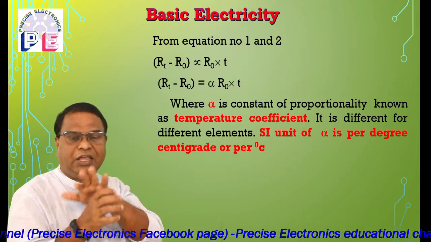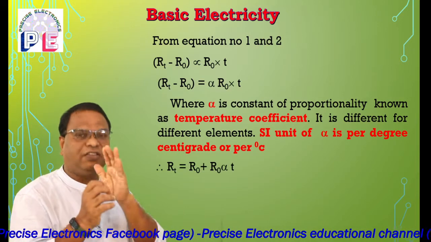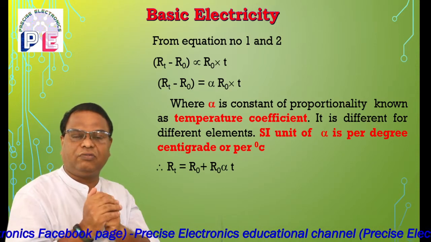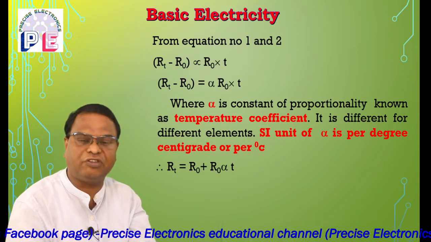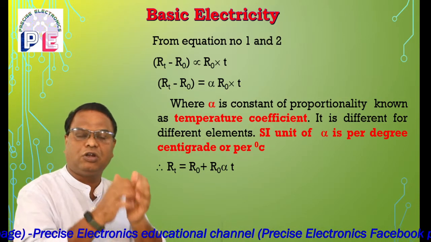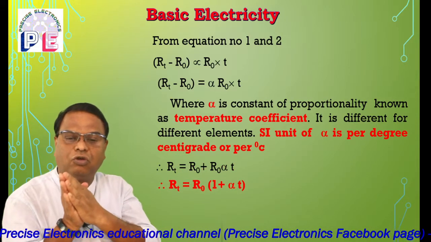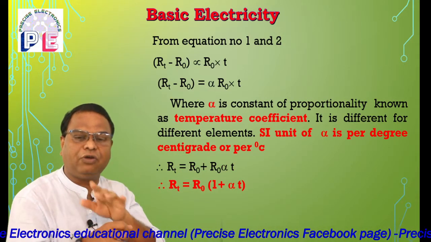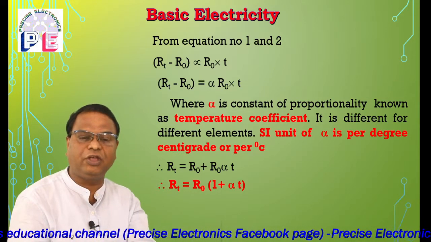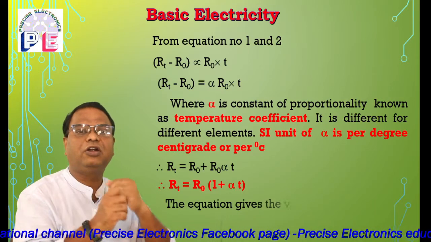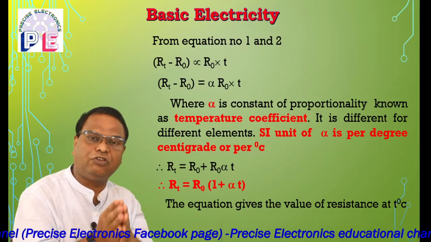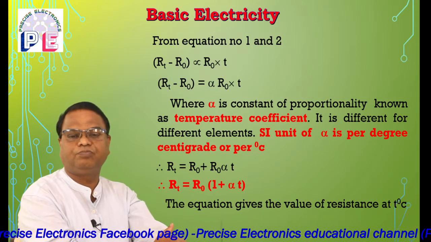Now RT is equal to R0 plus R0 alpha T. Solving this third equation, we get RT is equal to R0 plus R0 alpha T. Now R0 is a common factor, so RT is equal to R0 times bracket 1 plus alpha T. This is our final equation, which gives the resistance value after T degree centigrade, after a particular temperature. So RT is equal to R0 (1 plus alpha T).